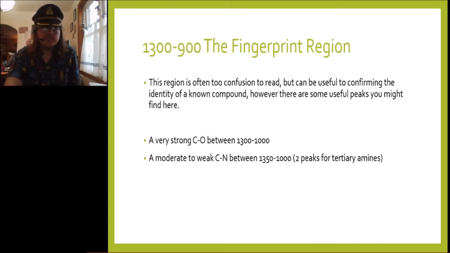And finally, there's the fingerprint region between 1300 and 900. We almost always ignore this region because there's too much of a mess. In this region, you can often see a very strong CO or CN stretch, but it's often not worth the effort to try to pick it out.